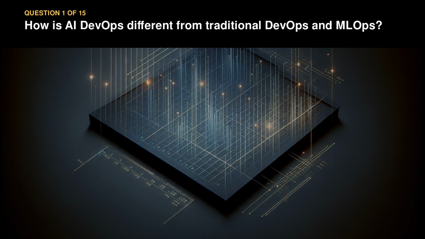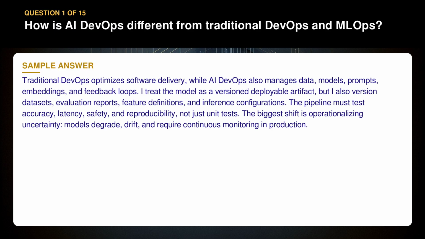Question 1. How is AI DevOps different from traditional DevOps and MLOps? Traditional DevOps optimizes software delivery, while AI DevOps also manages data, models, prompts, embeddings, and feedback loops. I treat the model as a versioned deployable artifact, but I also version datasets, evaluation reports, feature definitions, and inference configurations. The pipeline must test accuracy, latency, safety, and reproducibility, not just unit tests.